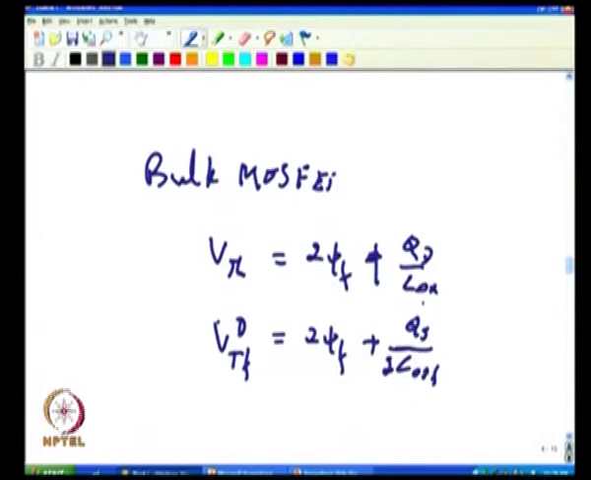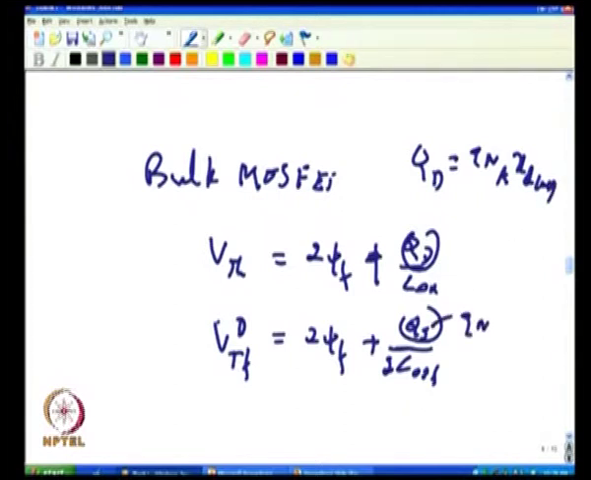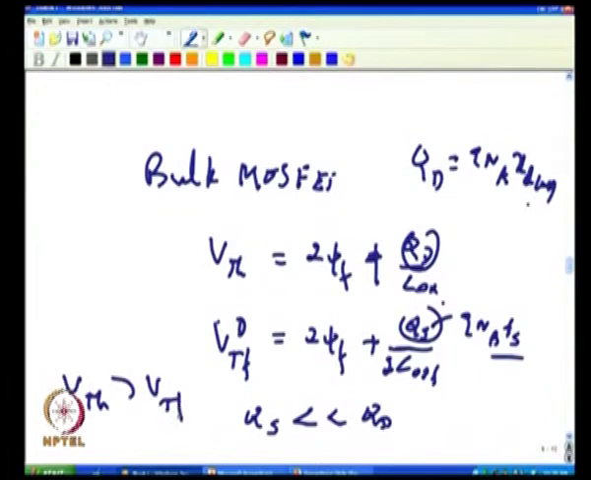So, here differentiate these two terms. Q d in the bulk MOSFET is Q N a x t maximum at twice phi f. Here this is Q N a into T of s. T of s is much small compared to x t. So, this is much smaller compared to Q d. So, the threshold voltage of the bulk MOSFET will be greater than the threshold voltage of that.